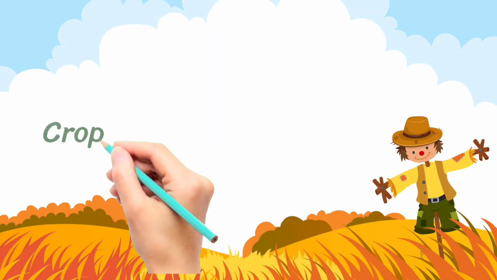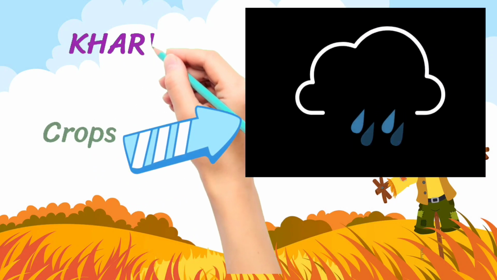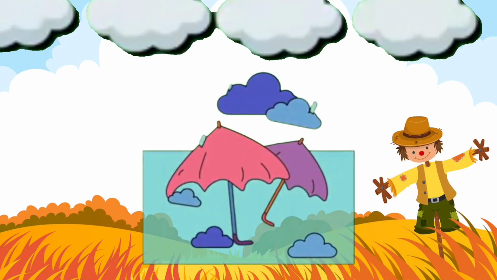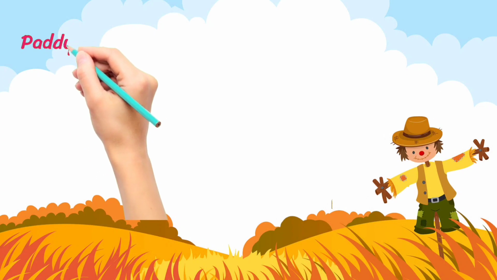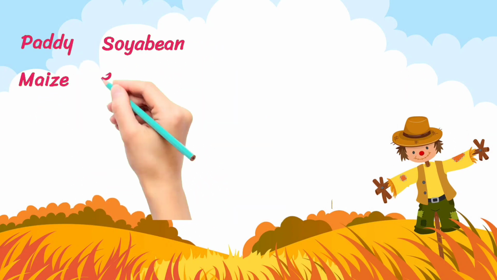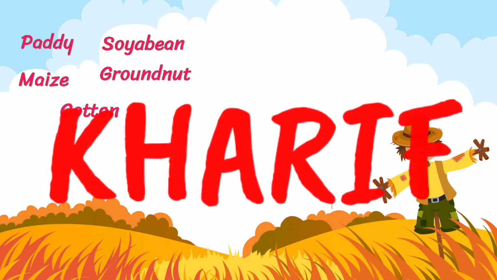The crops which are sown in the rainy season are called Kharif crops. The rainy season in India is generally from June to September. Paddy, maize, soya bean, groundnut and cotton are Kharif crops.